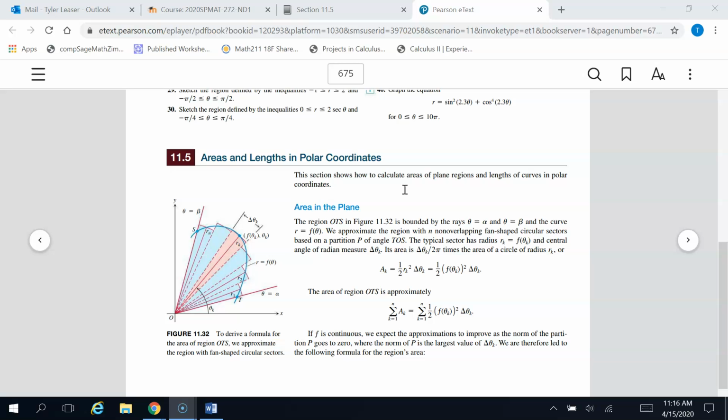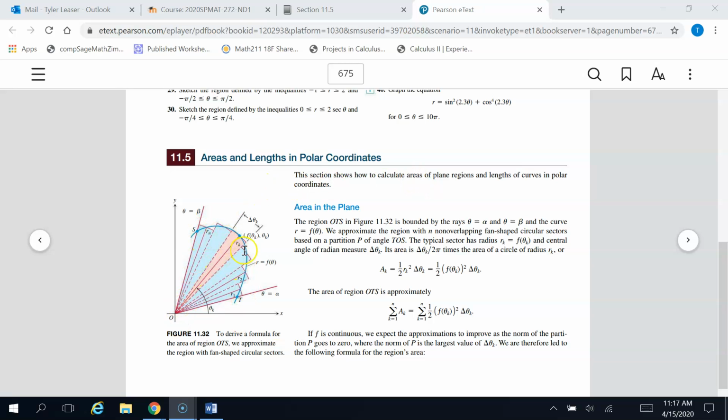And we've seen this a lot so far. We did areas and volumes back in chapter 6. We did arc length back in chapter 6. We've done areas and lengths a little bit earlier in this section when we were looking at parametric equations. Same kind of thing now, but now we're just going to be doing areas and lengths here in polar coordinates.